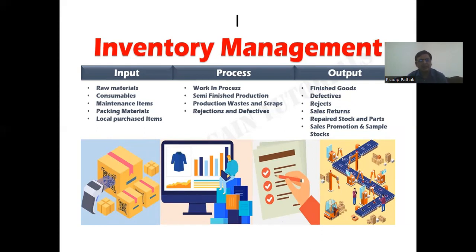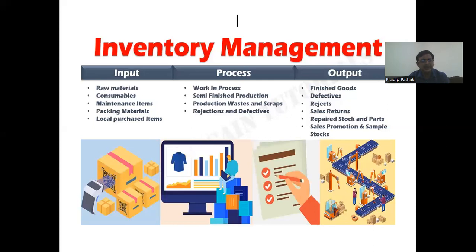And finally, as far as the output is concerned, you could have these kinds of inventories, as you can see: the finished goods which are ready for selling into the market. Then defectives, here also, even when you have bagged and you are trying to sell it in the market, sometimes the consumers may return the item as defective. So that inventory also is to be maintained. Similarly, some rejections may take place from the customers also. Sales returns, then repaired stocks and parts, sales promotion and sample stocks. So all these are also to be maintained as a part of the inventory. Okay, so the whole thing combined together, we can call it inventory management.